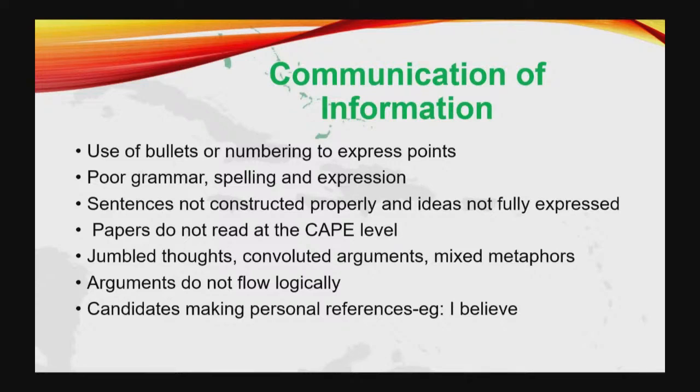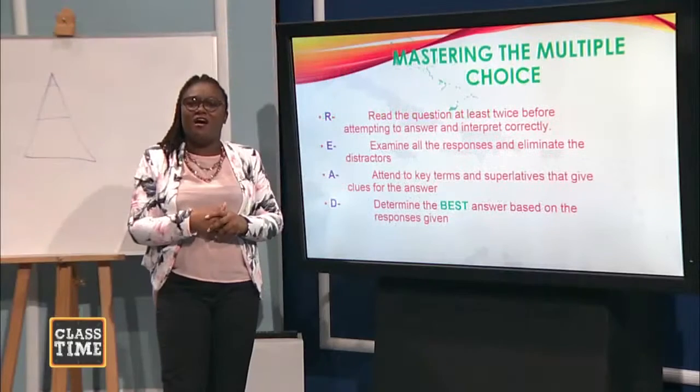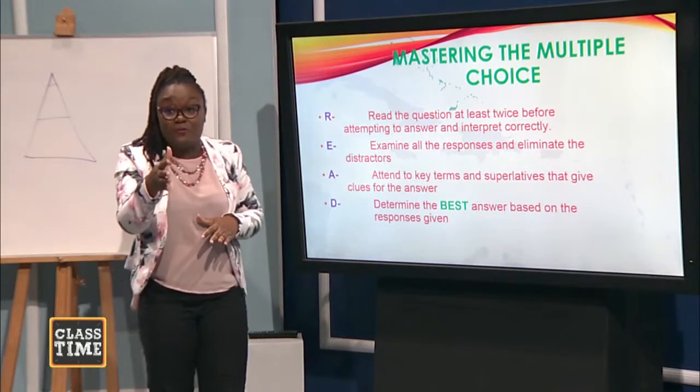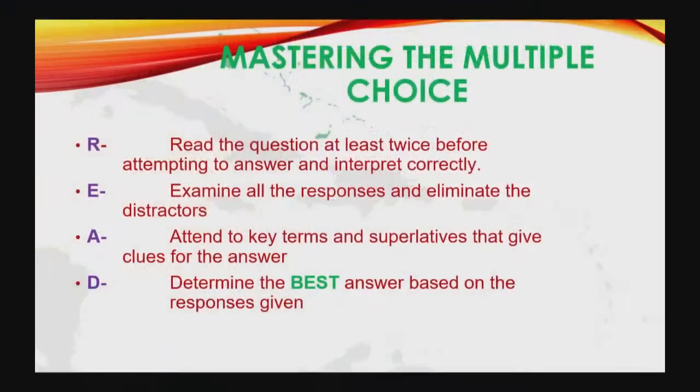Now, just generally, because we're going to explore as we go along, how do you master the multiple choice? Now, you use the acronym READ, right? So for R, you read the question at least twice before you attempt to answer. E, you examine all the responses and eliminate the ones that are totally wrong. A, you attend to the key terms, and D, you determine the best answer based on the responses given.